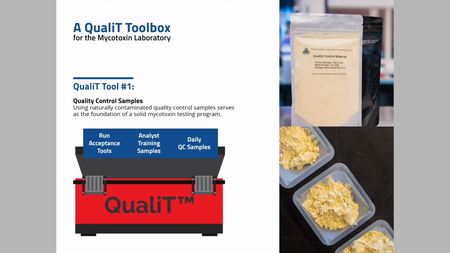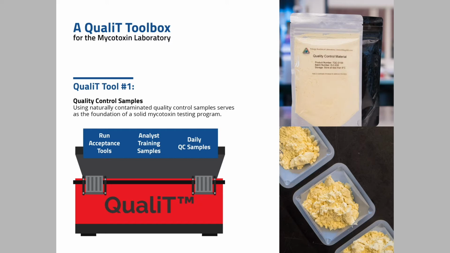The first tool in our QualiT toolbox is quality control samples. These are agricultural commodities such as corn or beans, rice, barley, things like that, that we can find that are naturally contaminated with mycotoxins. Those samples are procured and then very finely ground. We fine grind the materials in order that the entire lot will pass the 30 mesh screen. After the grinding process, samples are very thoroughly mixed, and then subsamples are taken to characterize the total lot.